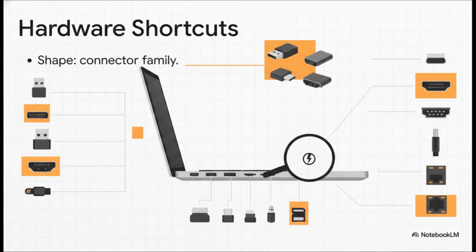So next time you're staring at a row of totally unfamiliar slots on a shiny new piece of tech, just remember these quick shortcuts. First, the physical shape identifies the family, whether that's USB-A, HDMI, or USB-C. Second, the tiny icons printed right next to it, like that Thunderbolt lightning bolt, or even just knowing the device itself will tell you exactly what that port is truly capable of doing.